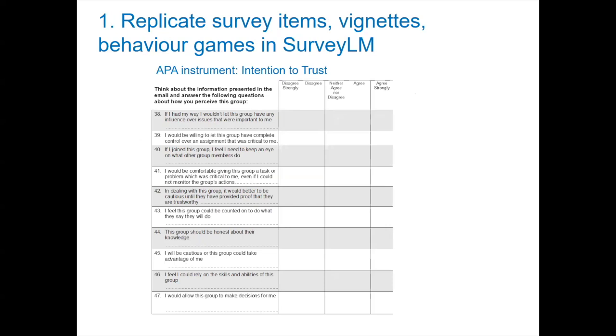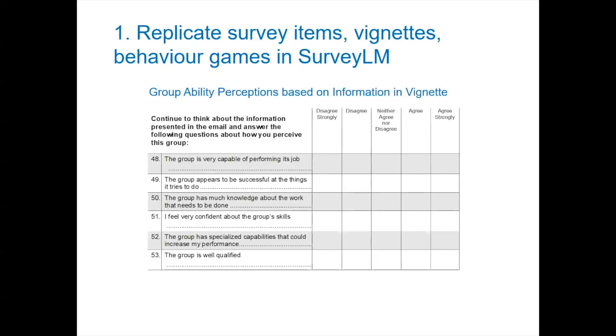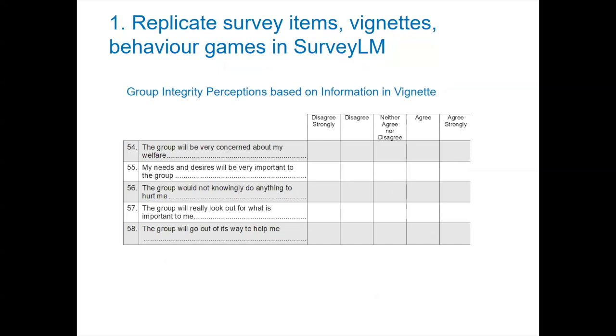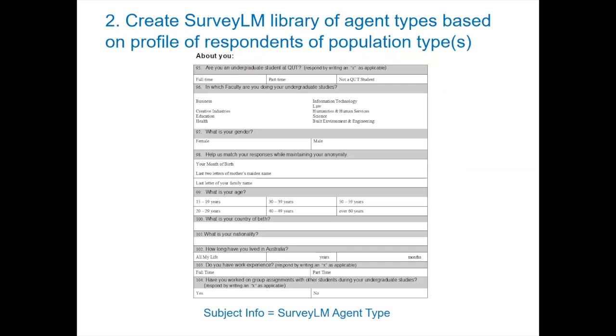You expose them to the vignette. You do the intention to trust, and then you ask them how they perceived the ability, benevolence, and integrity. So this is the feedback for each of the dimensions of the factors that load onto trust. Right. So the construct is trust. The factors are ability, benevolence, and integrity.